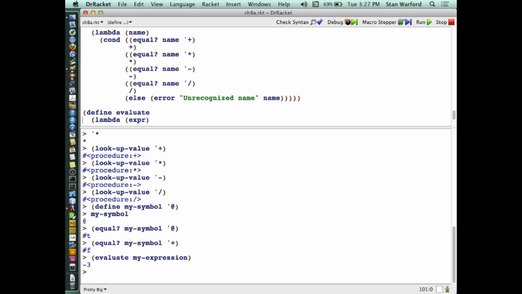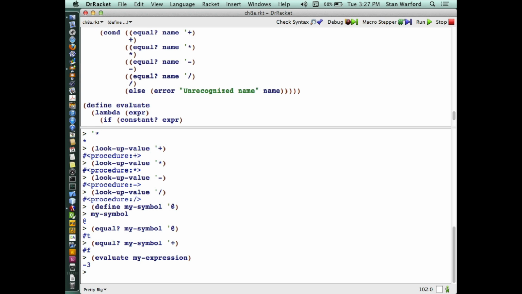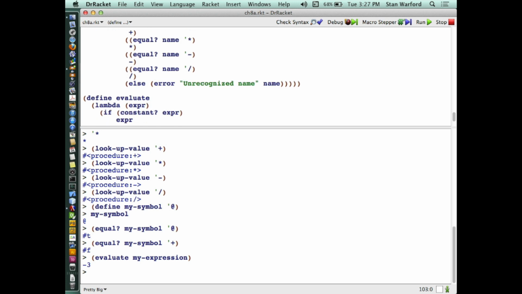And what's the base case? Constant. So if it's a constant, return what? Right. If constant expression, return the expression, which is just a constant. Yeah? Otherwise do what? Otherwise, what do we return?